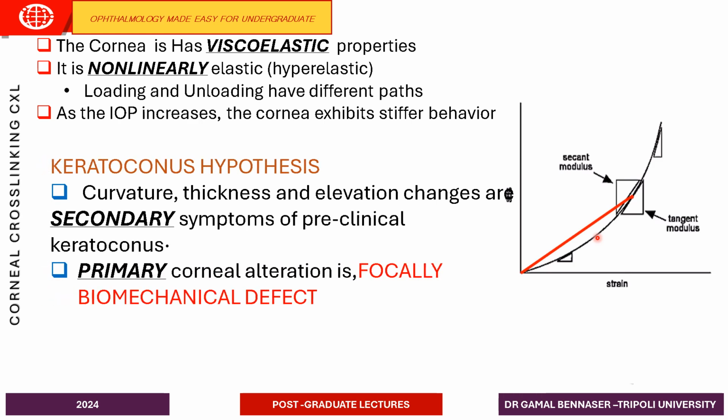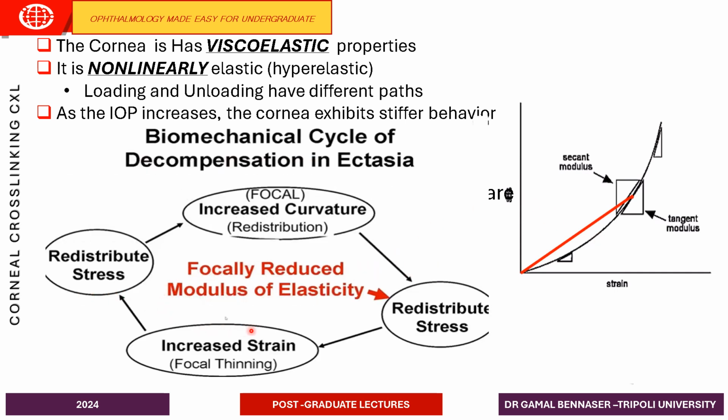based on the biomechanical decompensation, the cycle of biomechanical decompensation that we have explained before, that you have a focal defect in the cornea based on the Young's modulus. They determine a focal defect usually in the apex of the cornea, and this focal defect will lead to redistribution of this stress made by the intraocular pressure, and this redistribution will lead to increase in the curvature of the cornea, and again this will redistribute the stress again, and this will lead to increase in the strain, exemplified by the thinning.